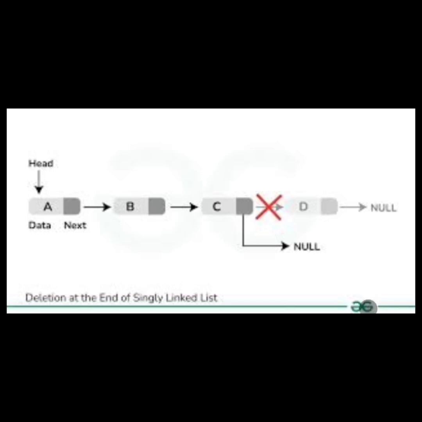This is the structure of deletion at end in a singly linked list. Here it is also updating a pointer so that the last node is removed easily. Here the last node D is pointing towards null, but we want to remove that node D. So the C node is pointing directly to null, and so D is removed successfully.